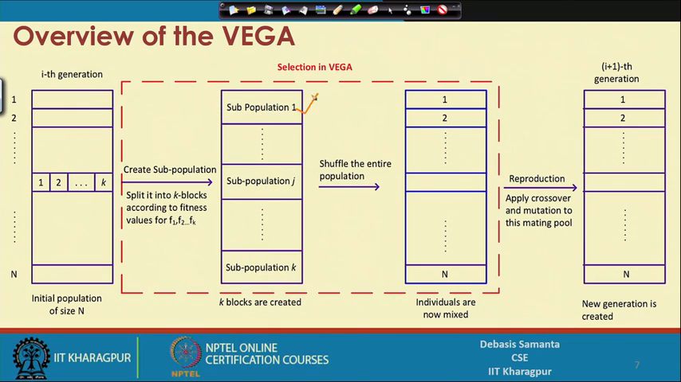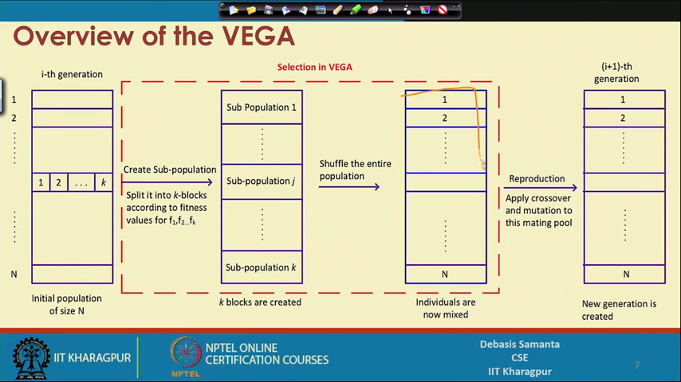So, here m by k number of solutions in each block. This way we create k number of subpopulations. Once the subpopulations are created, then we have to shuffle. Shuffle means one solution from here will be exchanged with one solution in block j, or one solution from here to this one, or any other solution from here to here. So, from any ith block to any jth block some shuffling is carried out.